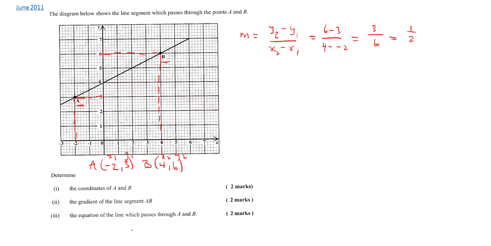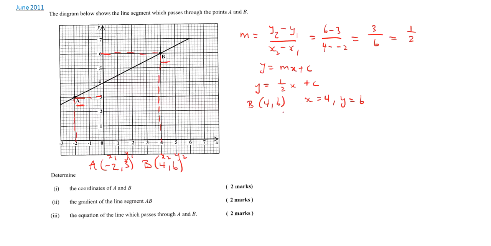Alright, and now they want the equation of the line which passes through AB. Now we know that the general form of the equation of a straight line is y equal mx plus c. We have already worked out what m is. M is a half, so it's y equal a half x plus c, and we need to find c. We can use any of the points A or B to find c. So I'm going to use B, which is 4, 6, and therefore we have x equal 4 and y equal 6. That's directly from the coordinates of B.